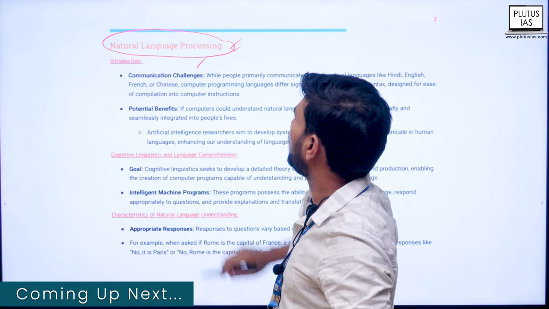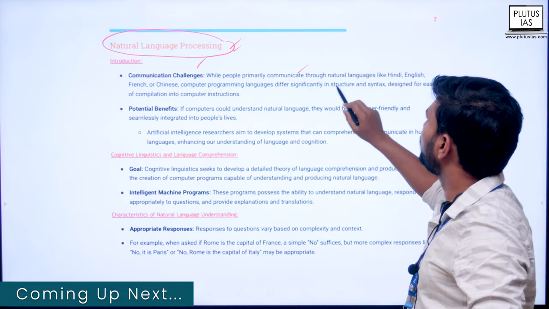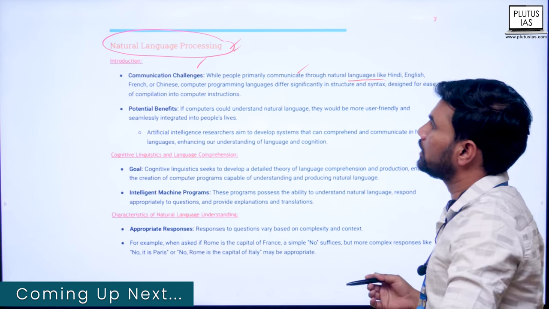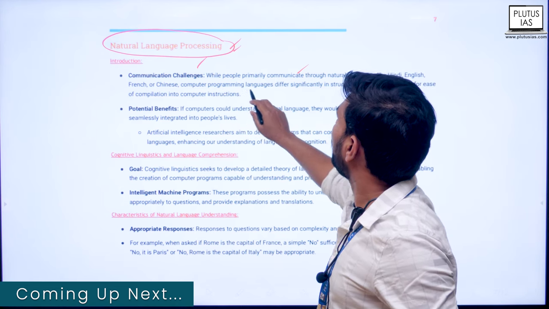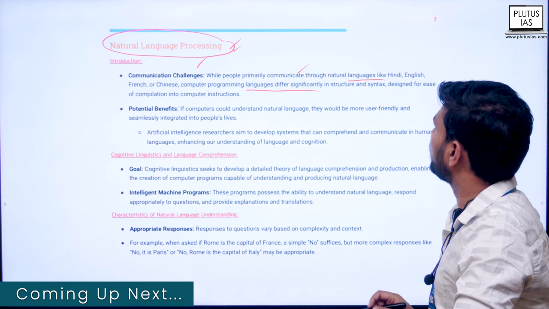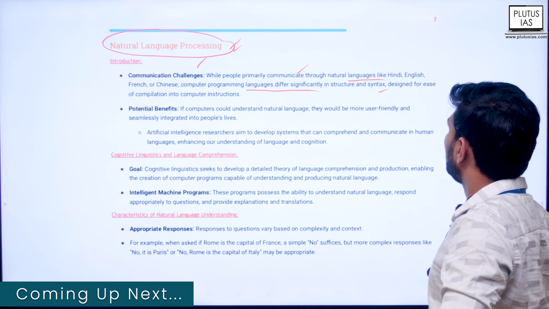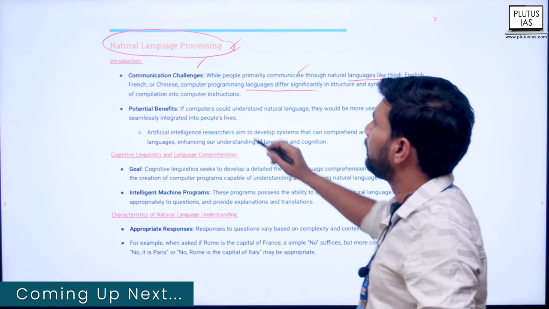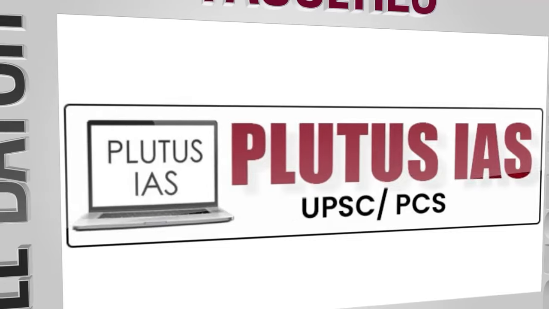So communication challenges. While people primarily communicate through natural languages like Hindi, English, French or Chinese, computer programming languages differ significantly in structure and syntax, designed for ease of compilation into computer instructions.